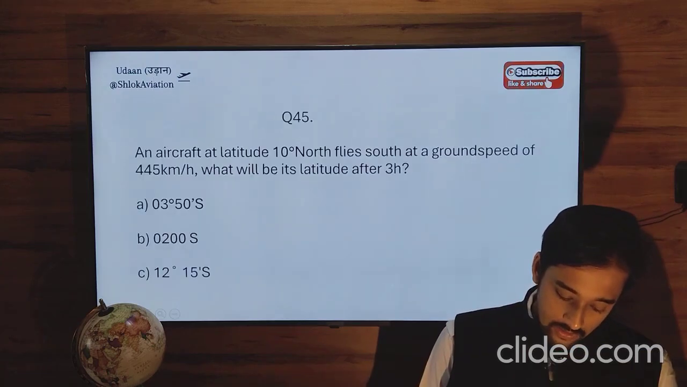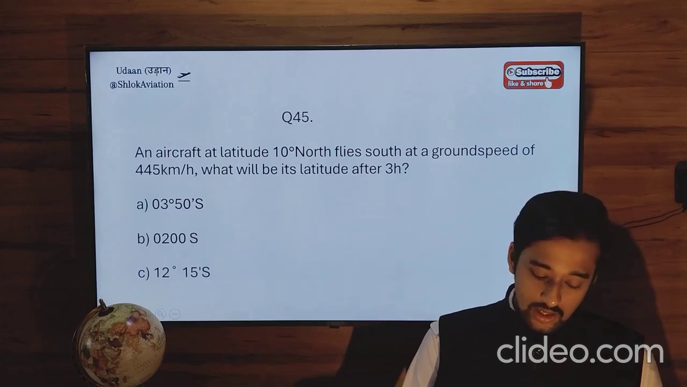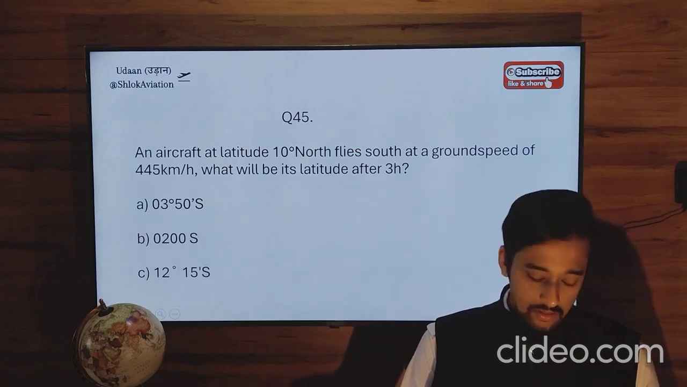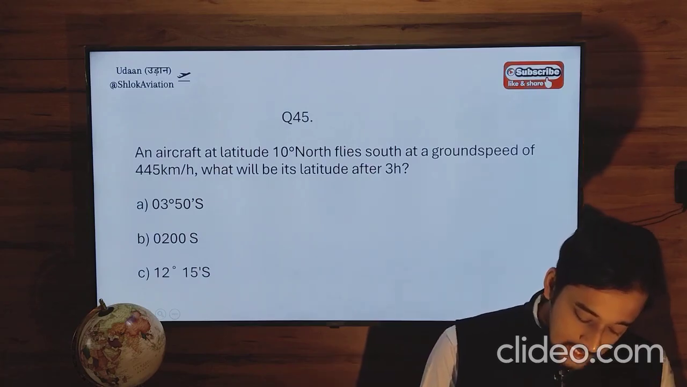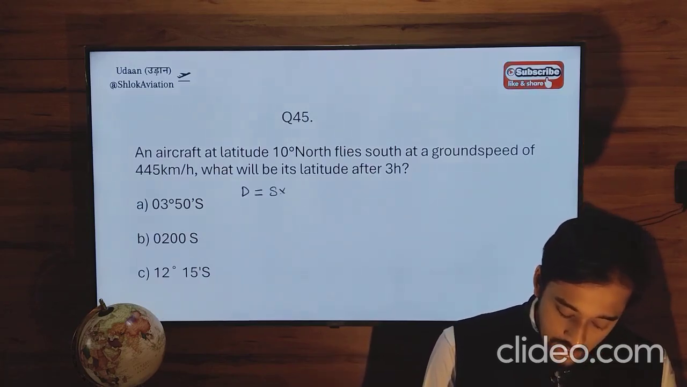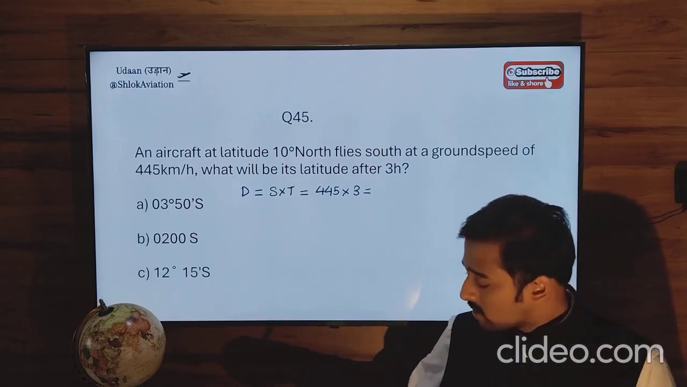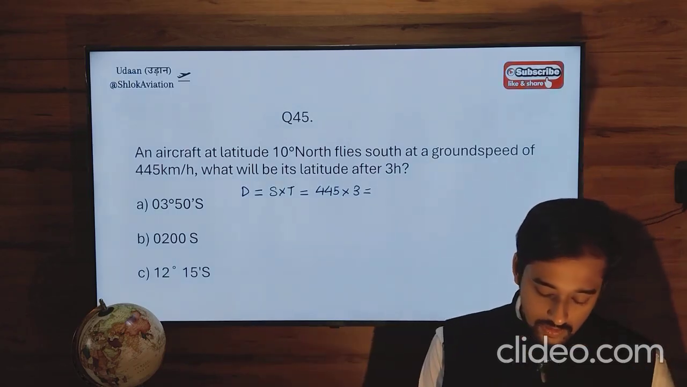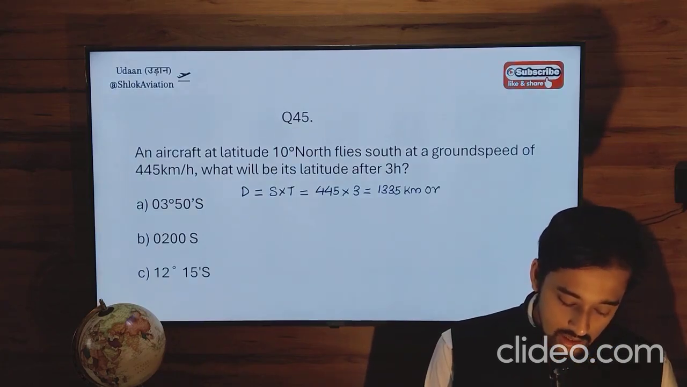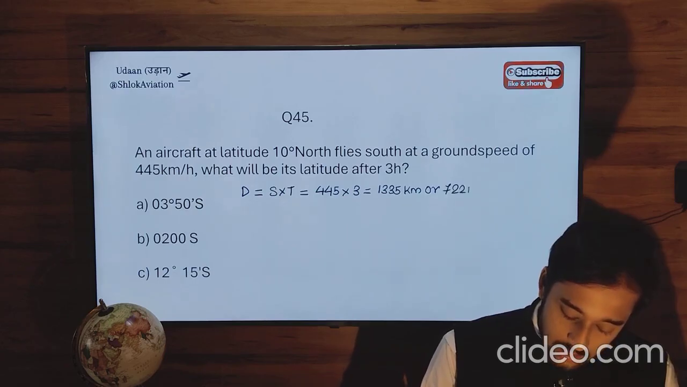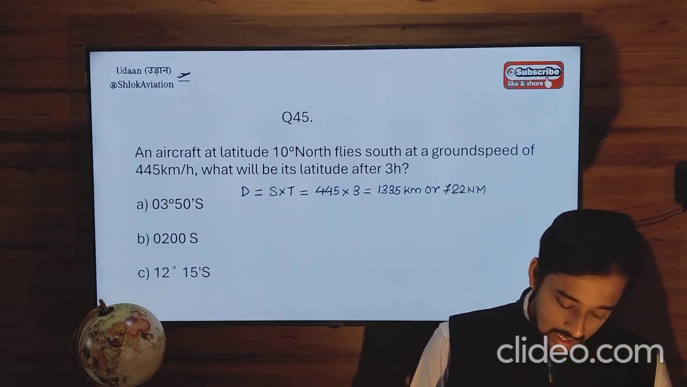Let's go to question 45. Aircraft is at latitude 10 north and flies 180 at a speed of 445 km per hour for a duration of 3 hours. So speed is given, time is given, distance will be speed into time, 445 into 3, which is equal to 1335 kilometers or 722 nautical miles, right? So this will be a great circle distance.